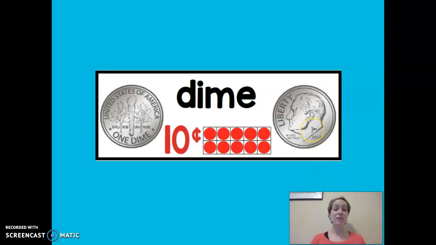Dimes have Franklin Delano Roosevelt on what we call the head of the coin. And the tails have these little symbols here. They look like there's a torch and some laurel leaves, and we see the words 1 dime. Now, a dime is one of those silver coins. Most of our coins are silver, but there is something special about a dime that will hopefully help you recognize it a little quicker than some of the other silver coins. Dimes are tiny. Out of all of the silver coins, they're the smallest.